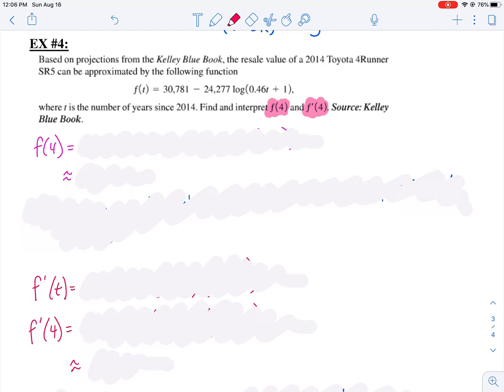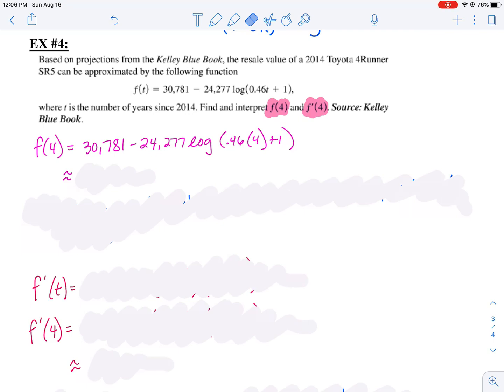So remember, f is the resale value of this Toyota 4Runner. T is the number of years since 2014. So when we say t equals 4, or f of 4, that really means we're talking about 4 years since 2014, or we're really talking about 2018, right? If we plug in a 4 into my original function, and I'm going to use my calculator. You should all have a log button. Make sure you pause the video at this point and you know how to enter this in your calculator.